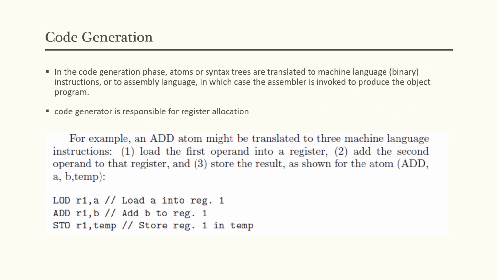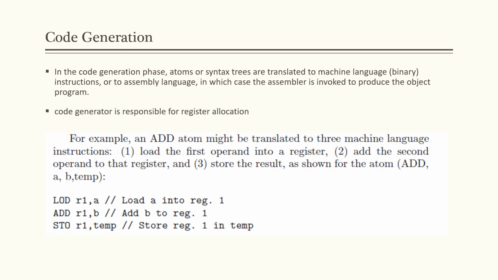Okay, next one. This is the fourth phase. The fourth phase is about code generation. This is where your high-level language is translated into a lower-level language. So in the code generation phase, atoms or syntax tree are translated to machine language, which is binary. But normally in the examples, we show you in the form of assembly language. Assembly language is another form of a lower-level language because it is more readable.